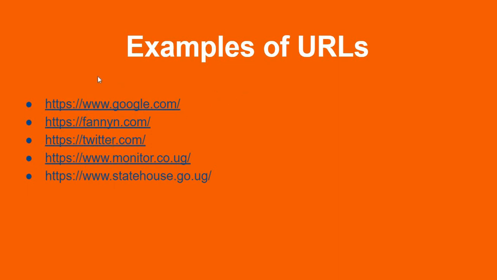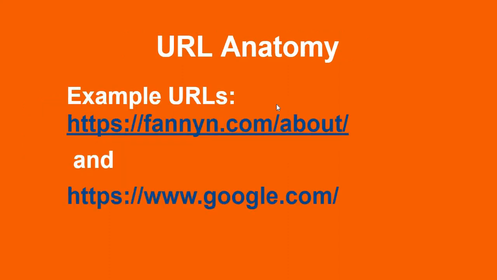So examples of URL. Now you realize that here all the URLs start with HTTPS, World Wide Web, the domain name. How do we name URLs? URLs basically consist of the scheme. Examples of URLs, we have https://fenn.com/about. This is the about us page, fenn.com. Then we have https://www.google.com. Now nowadays www is optional. As you can see, the first one does not have it, but the second one does have it.